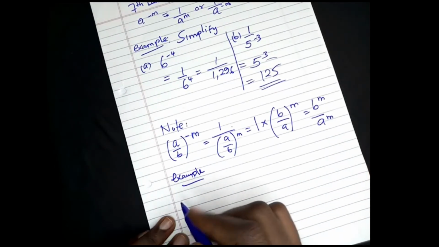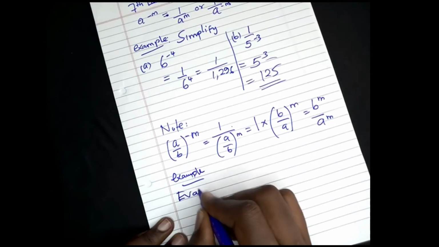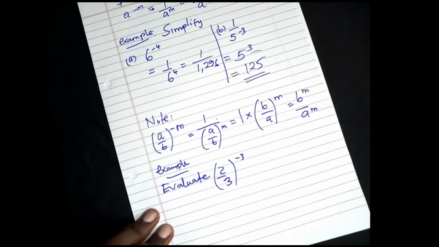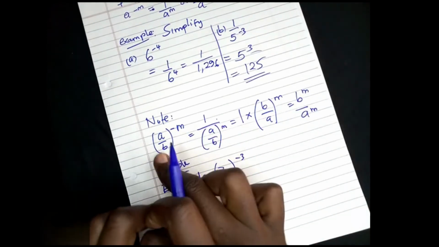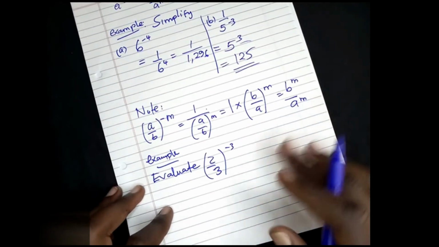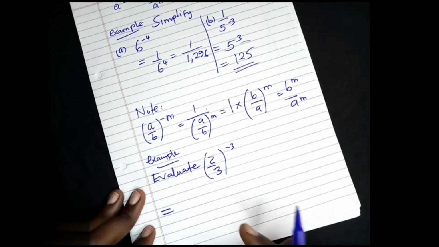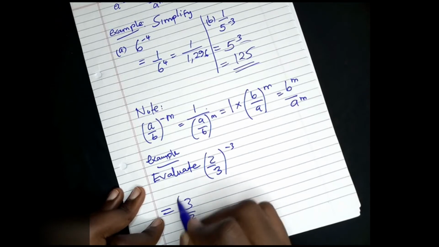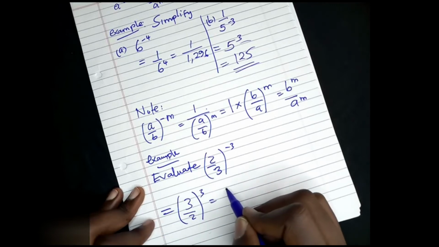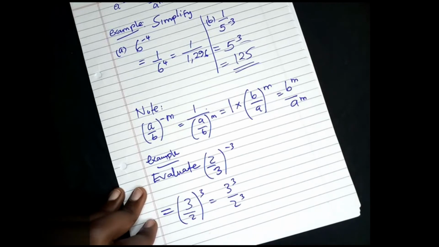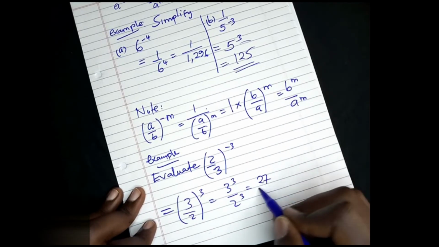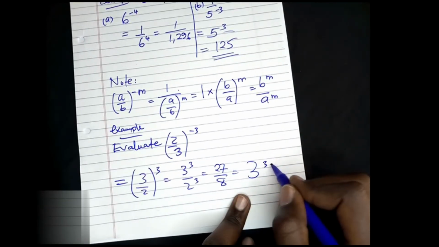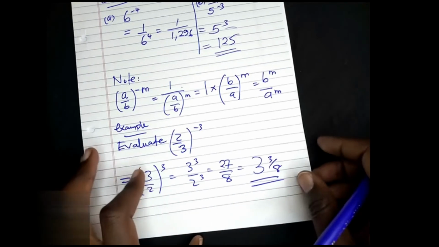If we have a number like, evaluate (2/3) to the power minus 3, because you already know the outcome based on our formula up here, what you just need to do is just to apply it directly, which will give you 3 power 3 over 2 power 3. 3 cubed is 27, over 2 cubed, which is 8, and the answer will be 27 over 8.